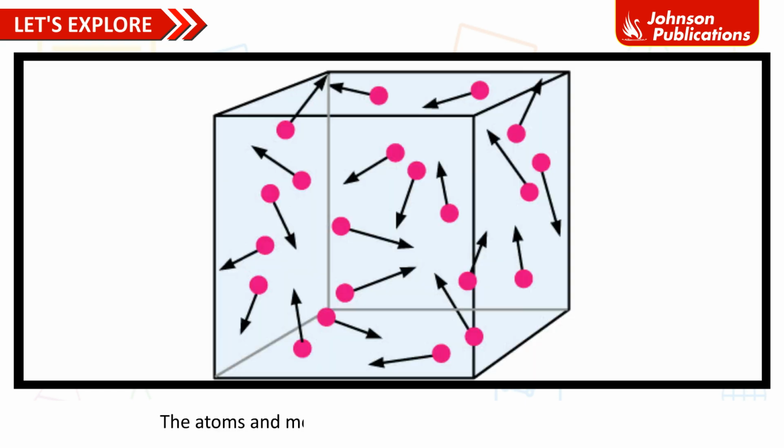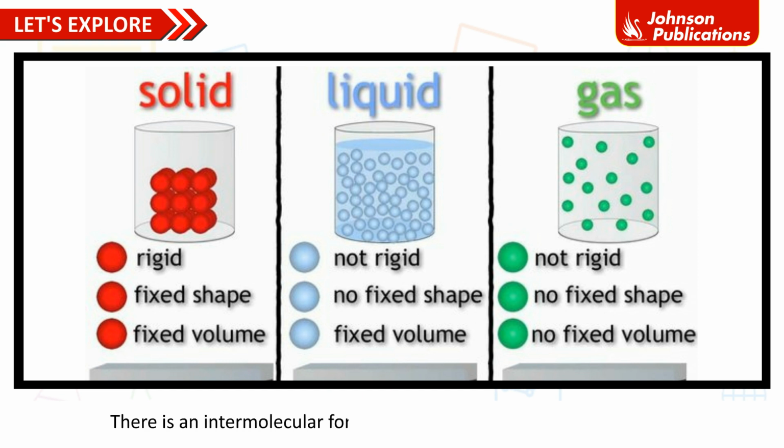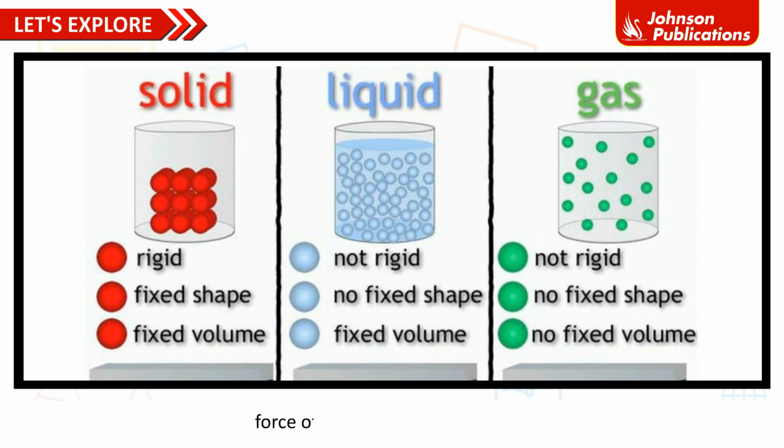The atoms and molecules are always in a state of motion. They move constantly. The space between 2 molecules is called intermolecular space. There is an intermolecular force of attraction between the molecules. The different states of matter depend on the arrangement of molecules and the intermolecular force of attraction between them.